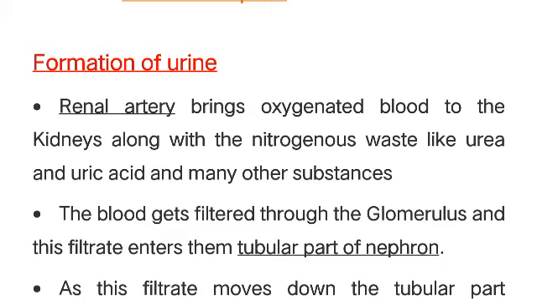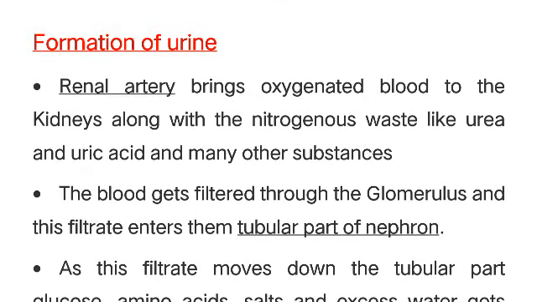Next is the formation of urine. The first step is that the renal artery brings oxygenated blood to the kidneys along with nitrogenous waste like urea, uric acid and many other substances. The blood gets filtered through the glomerulus and this filtrate enters the tubular part of the nephron.